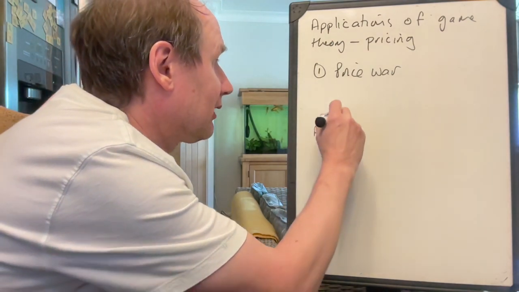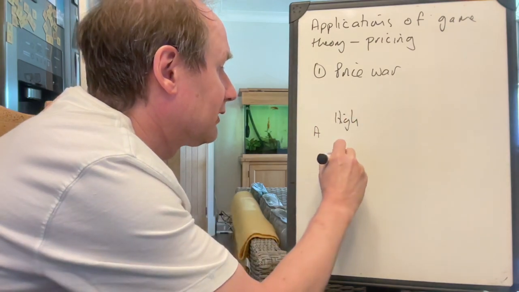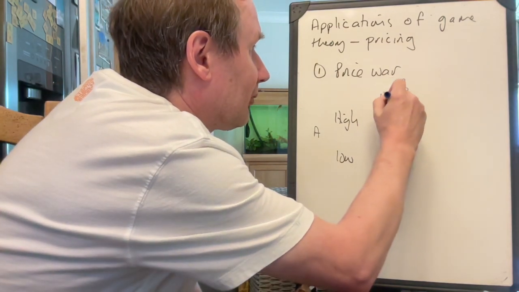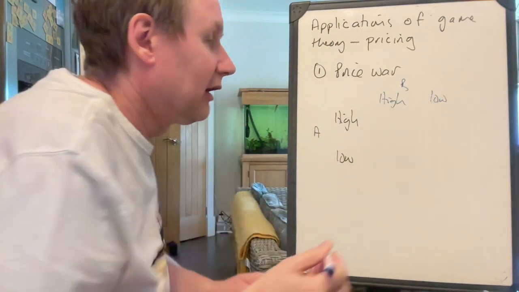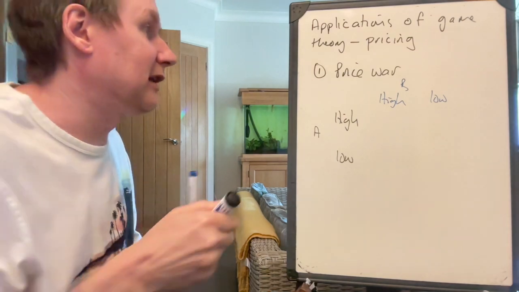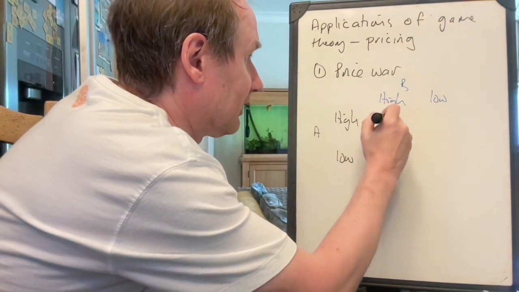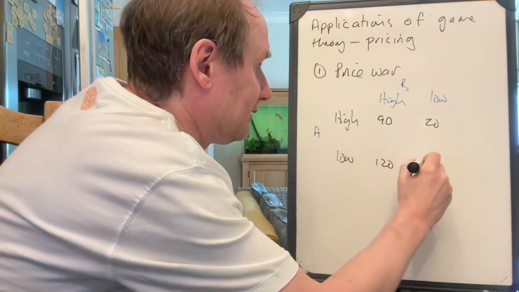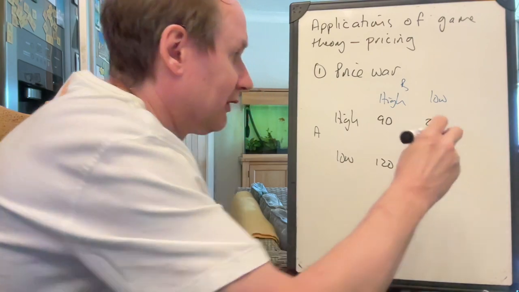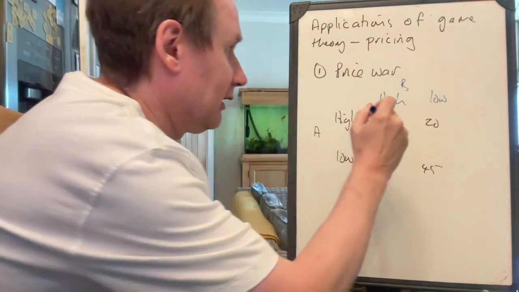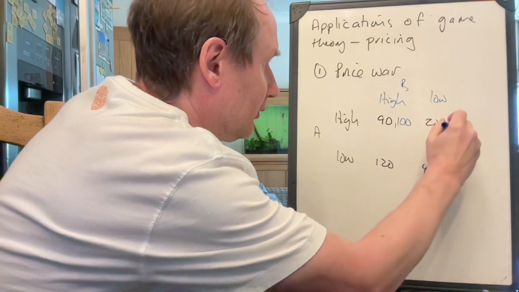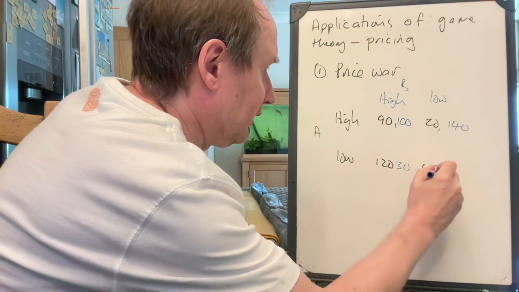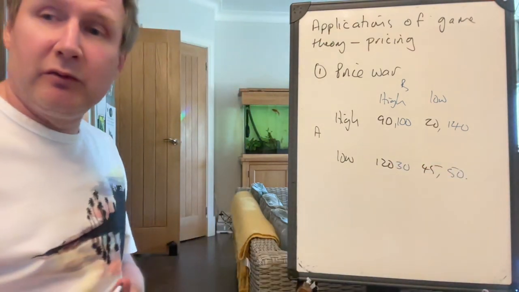So we'll put A here, high price, low price. We'll put B over here. Again, high price, low price. And what we're saying is, let's put in some numbers. Let's have 90, 120, 20, 45. Let's have 100, 140, 30, and 50. So what's going to happen?